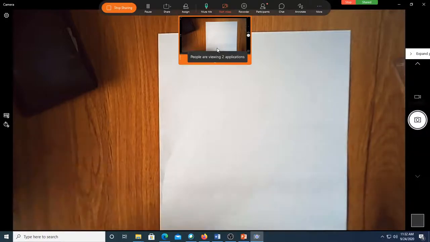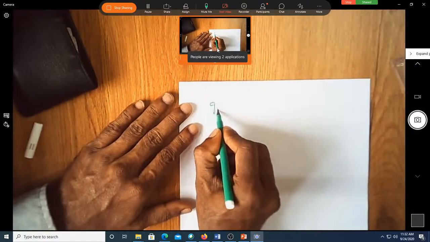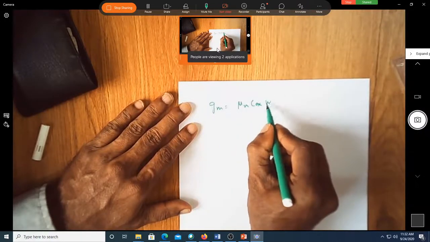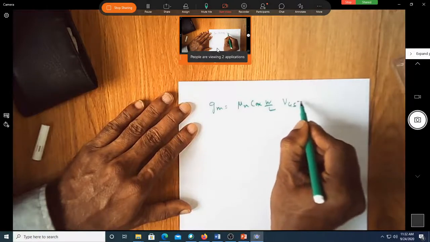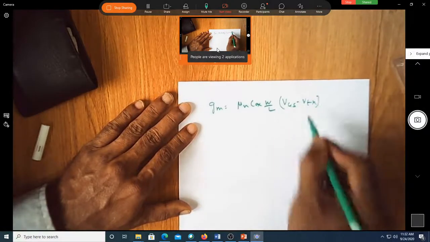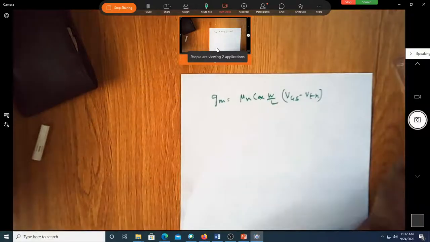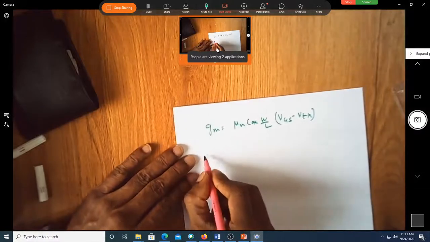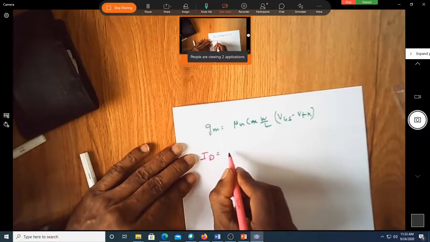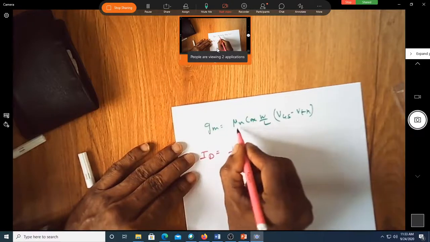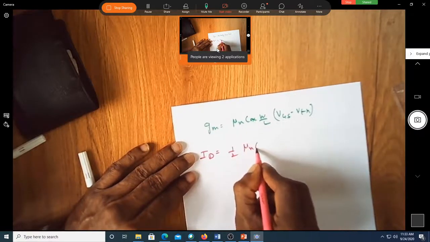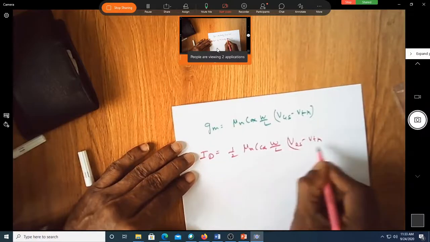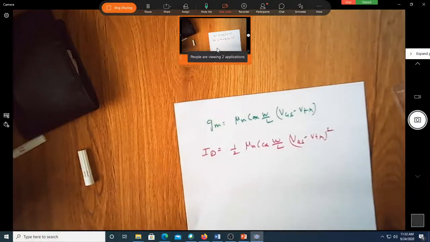What was the expression for GM? GM was given by mu n Cox W by L into VGS minus VTH. Correct? Yes, sir. This is the expression for GM. What I'll do, we know the expression for ID in saturation, which is half into mu n Cox W by L VGS minus VTH whole square. Am I correct? Yes, sir.